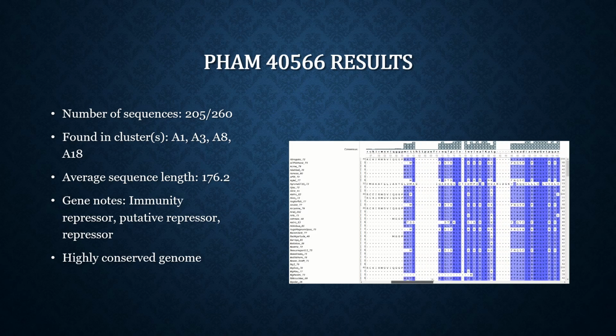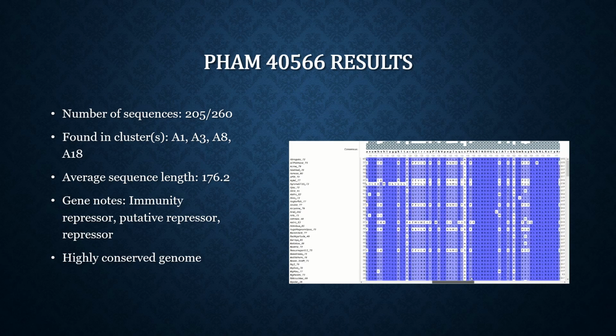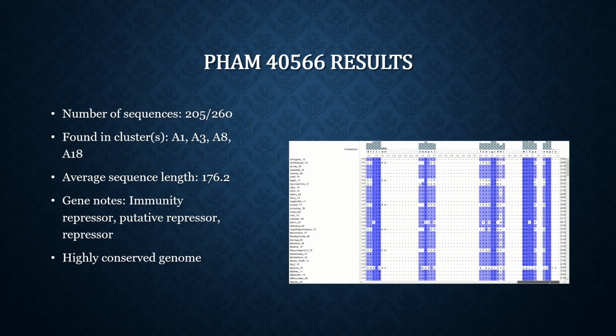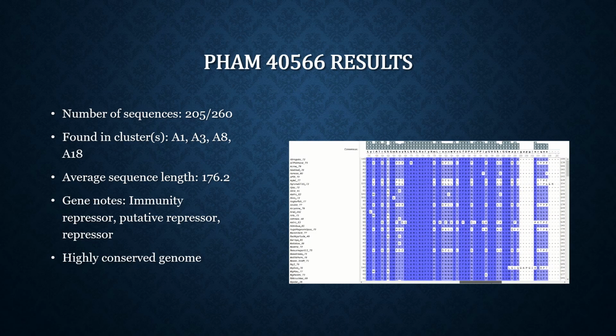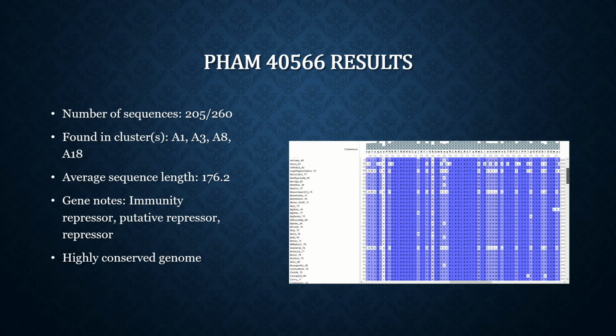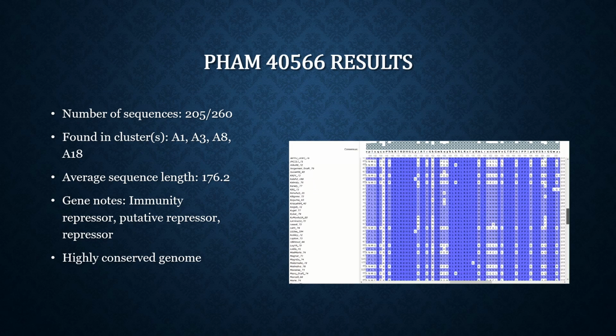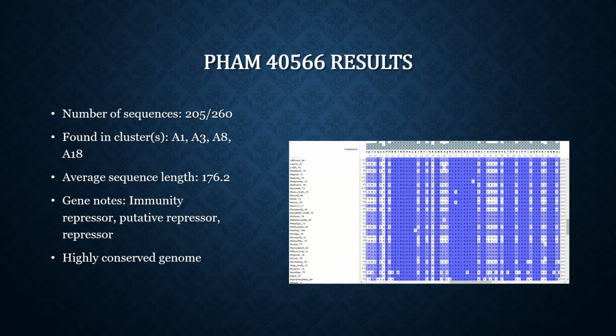So, FAM 4566, the number of sequences I was looking at was 205, with a total of 260. They were found in clusters A1, A3, A8, and A18. They had an average sequence length of 176.2. Gene notes included immunity repressor, putative repressor, and repressor, and this was a highly conserved genome.